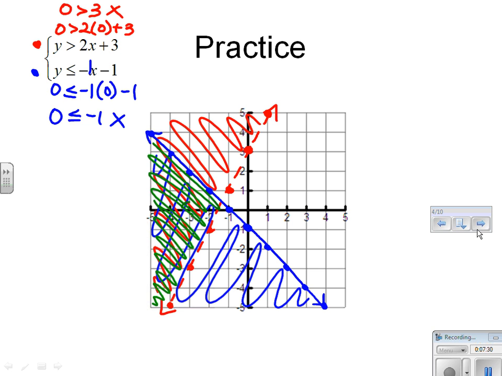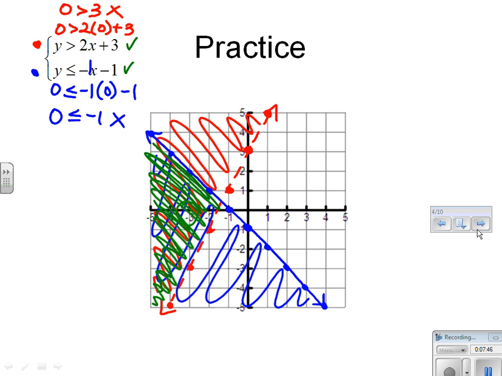For example, -3, 0 is a point there. If I plugged in -3, 0, it would work in both this inequality and in this inequality. You can check if you'd like to. But any point that's in the green area will work in both inequalities.